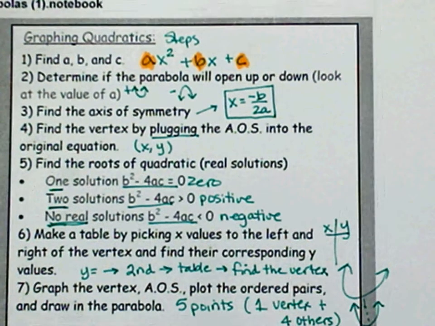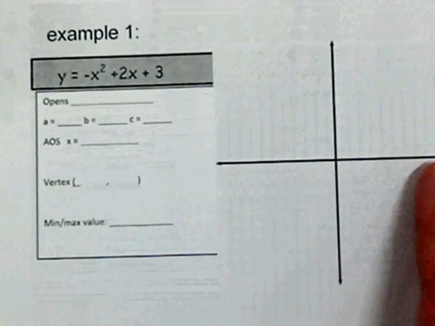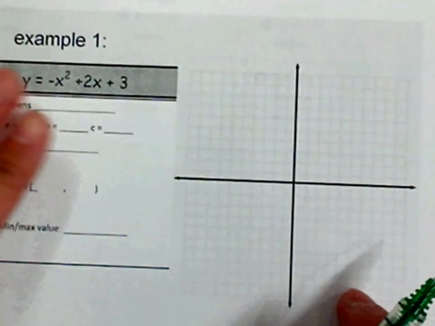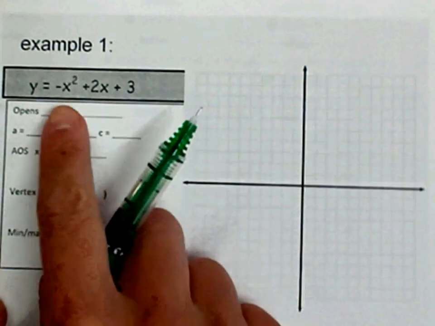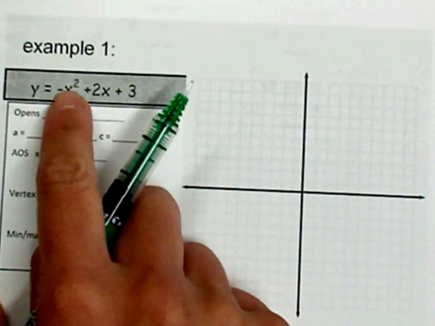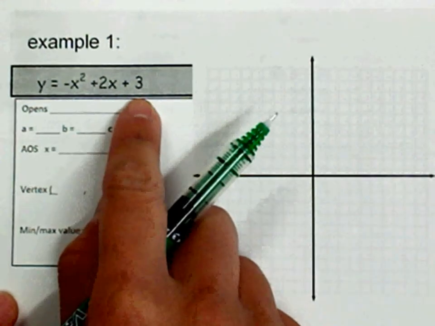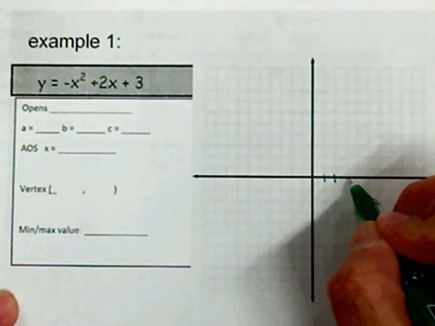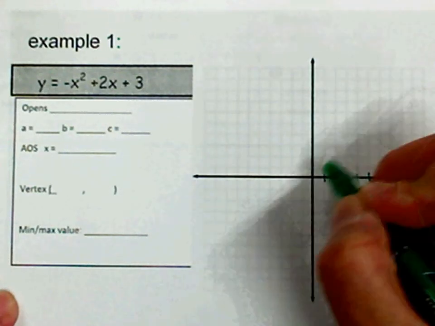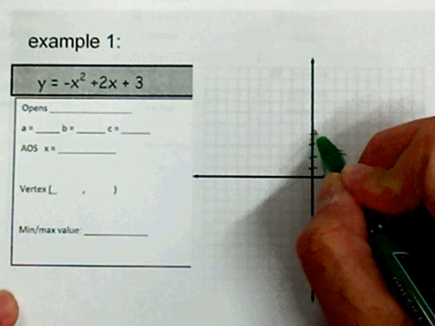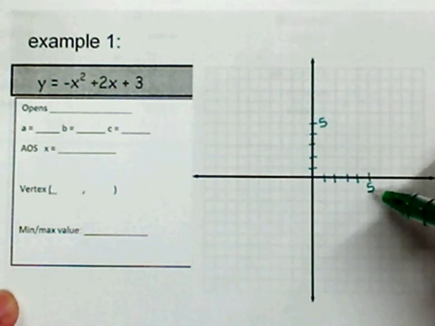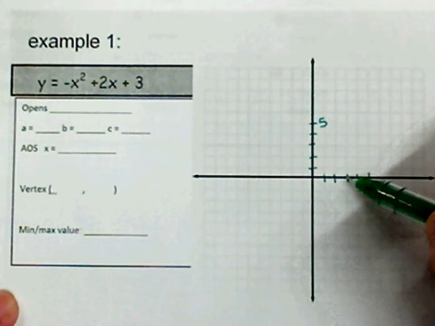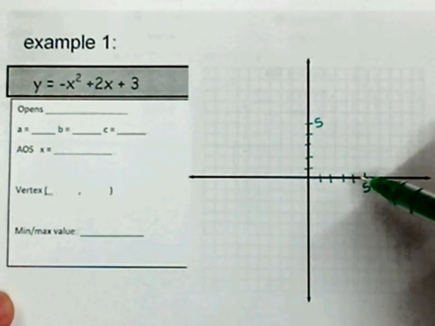Okay, example 1. So let's take a look. You've got this equation. This is in standard form, highest degree to lowest degree. Before I start, make sure you label your graph. 1, 2, 3, 4, you only have to go to 5. 1, 2, 3, 4, 5. And if I had put 50, this would be 10, 20, 30, 40, 50. So make sure you always label your graph, okay?